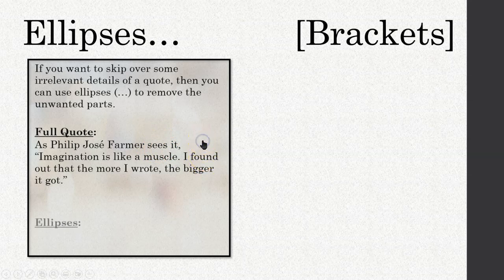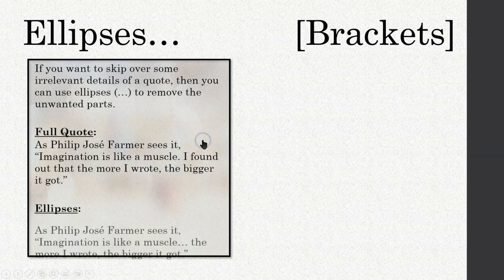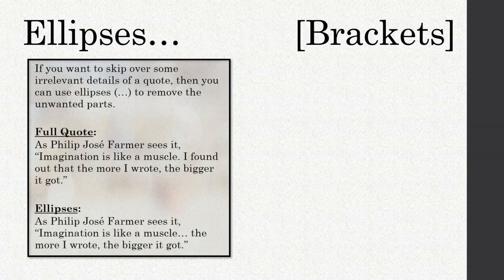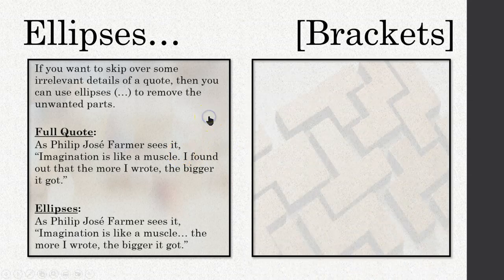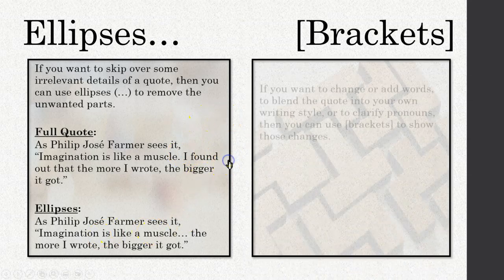So instead we can splice it together using ellipsis, saying something like, as Philip Jose Farmer sees it, imagination is like a muscle. The more I wrote, the bigger it got. Still maybe a little awkward, but it demonstrates ellipsis.